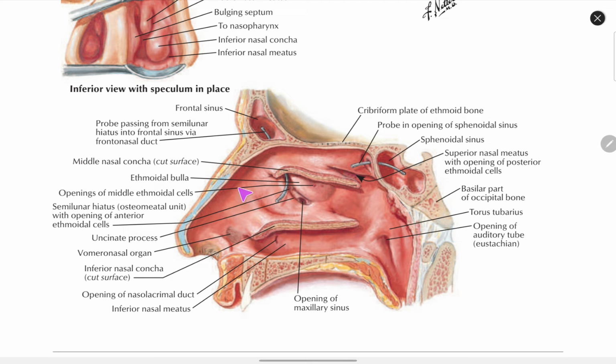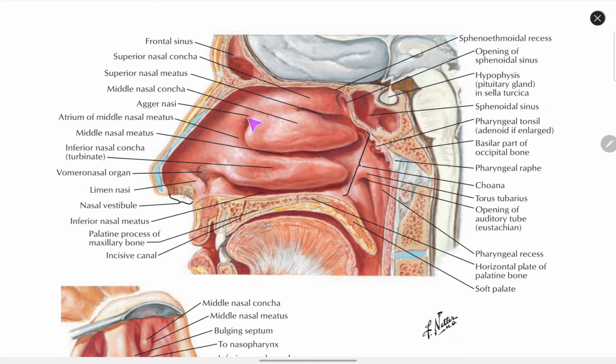This is the atrium of the middle meatus. It is a shallow depression just in front of the middle meatus, and above the vestibule of the nose. It is limited above by a faint ridge of mucous membrane, that is the agger nasi. So this is the agger nasi, which runs forwards and downwards from the upper end of the anterior border of the middle concha.